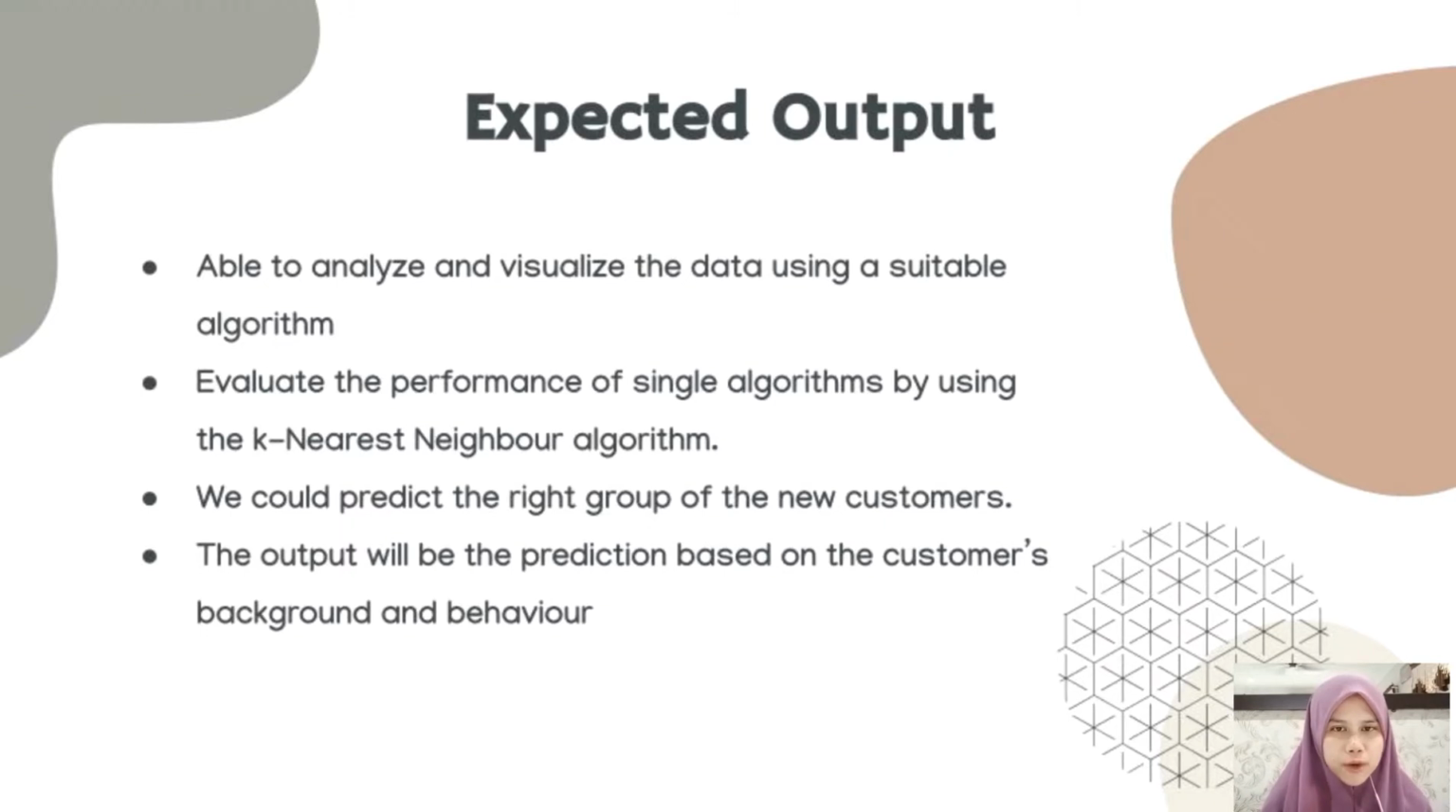Next is expected output. Based on the dataset obtained, we will be able to analyze and visualize the data using a suitable algorithm. For this data, we are going to evaluate the performance of single algorithms by using KNN algorithm. The accuracy of the model is to be expected, and thus we could predict the right group of the new customers, and the output will be the prediction based on the customer's background behavior.